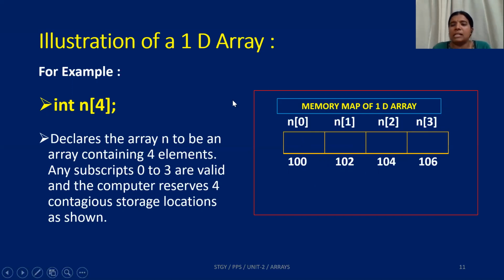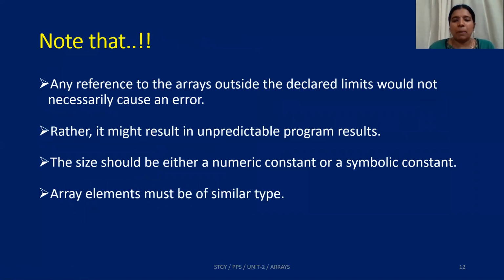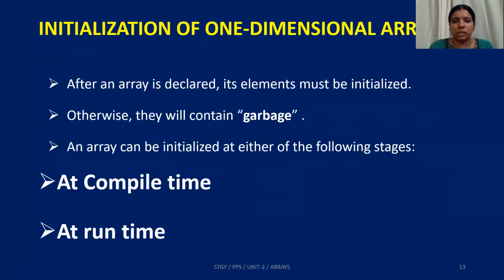So therefore, if there is an array of size n, its starting index is 0 and the ending index is n minus 1. This needs to be remembered by all of us. If there is an array of size n, starting index is 0 and ending index is n minus 1. Yes, that's all that needs to be noted.